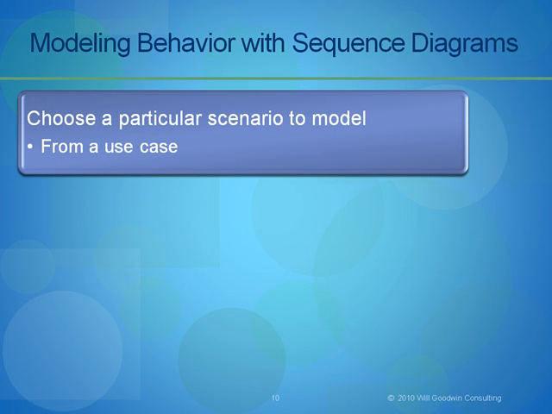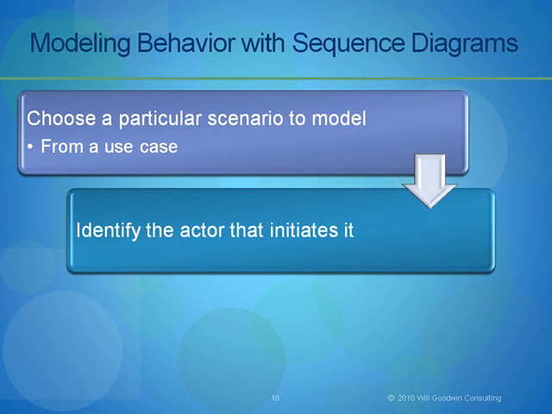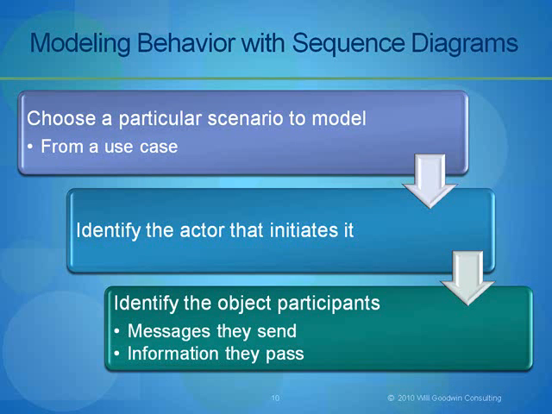So when we go to use a sequence diagram to model some of the behavior in our system, we should have a particular scenario in mind. We don't just sit down to say, oh, I think I'll make a sequence diagram. Rather, you'll say, I think I need to make a sequence diagram to emphasize this particular scenario from a particular use case. So you'll need to identify the actor that initiates this scenario, probably the primary actor involved with that use case, although maybe not.